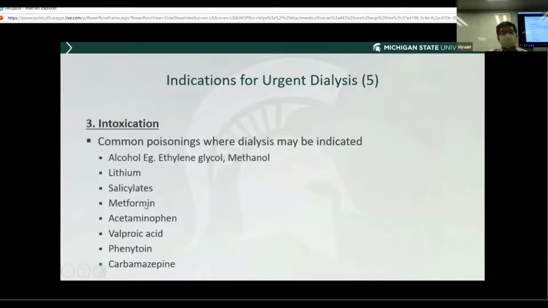So the third indication, intoxication. In this sense, we don't really see it often, a patient with intoxication on the floor getting sent up to the ICU for urgent dialysis. So far, I haven't encountered any patients that require urgent dialysis for intoxication. But these are the medications you have to keep in mind that might be dialyzable if they are intoxicated. This includes alcohol and lithium. The common medications would be anti-epileptics like valproic acid and phenytoin.